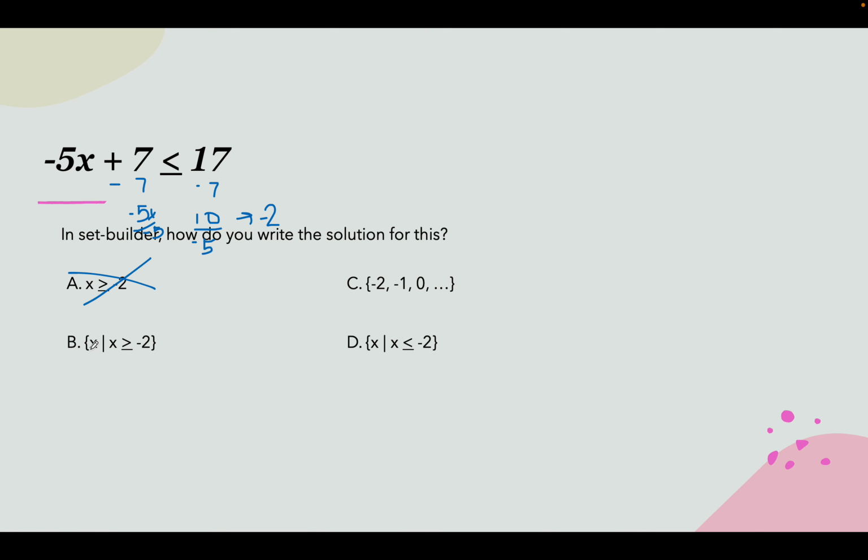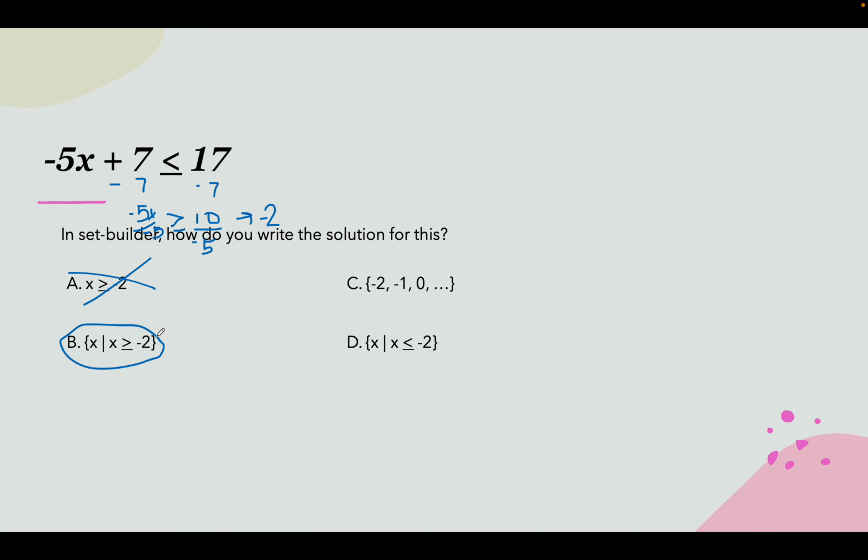So x, whereas x is greater than or equal to negative 2, is that correct? Well, I did divide by a negative number. Doesn't that flip the inequality? It does. So I almost messed that up because I forgot to flip, but it's true. So actually I think this is it.